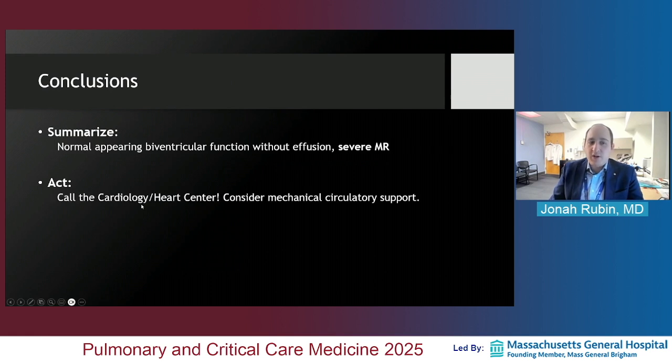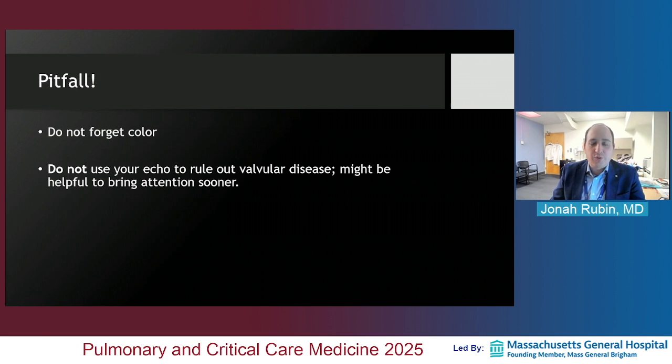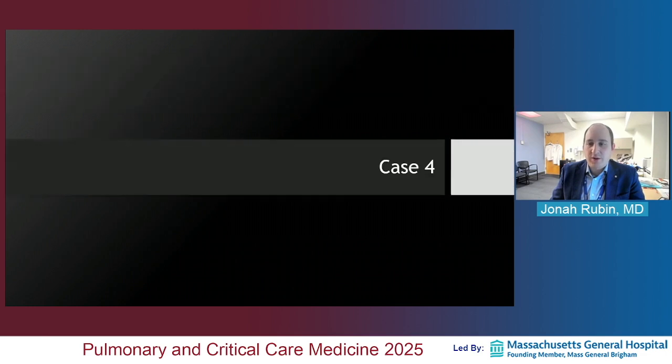This is a patient where you need to call your cardiology, your heart center, you need to think about mechanical circulatory support. If you have acute MR, of course, it could be chronic, so it's more helpful if you had a previous echo. You have to use your judgment in determining whether or not you think it's acute. But it's really, really important to rule out acute MR in anyone who's in the ICU with shock. Don't forget to put color on. Don't forget to rule out valvular disease. These patients can look like liver failure. They can look like septic shock until you put the color on.